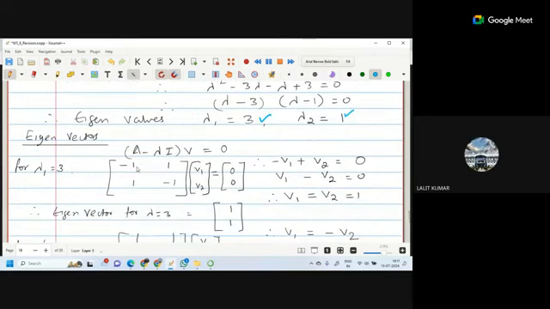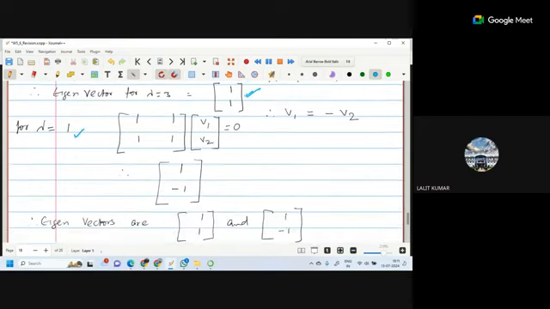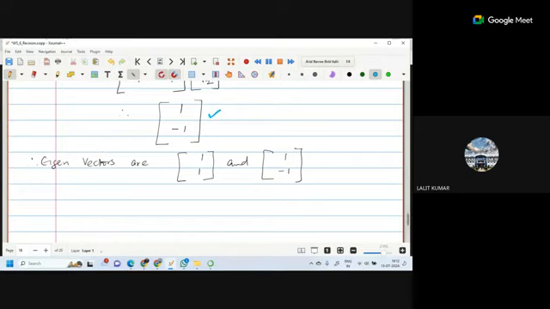Now to find the eigenvectors: A minus lambda I times the eigenvector becomes 0. For lambda 1 equal to 3, the matrix becomes this, and from here we find V1, V2. The first eigenvector becomes (1, 1). Then we take lambda equal to 1, and it becomes (1, -1). I just kept this here to revise. So the eigenvectors we have got are (1, 1) and (1, -1).